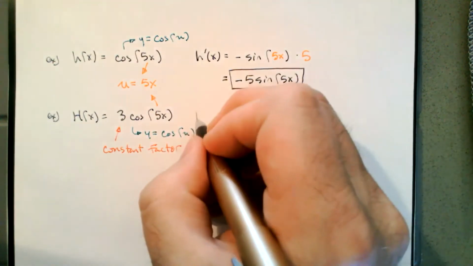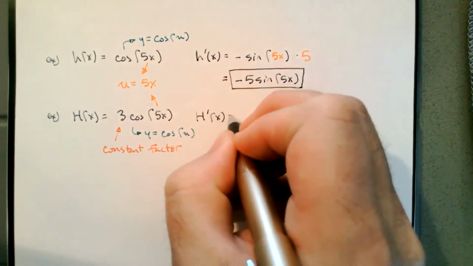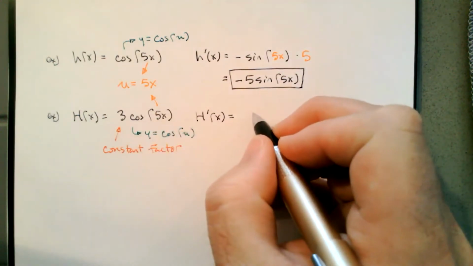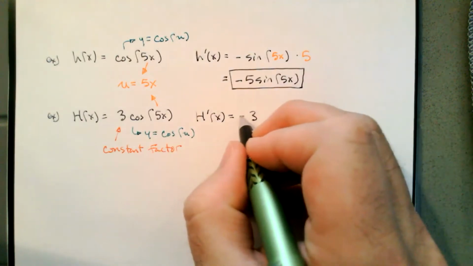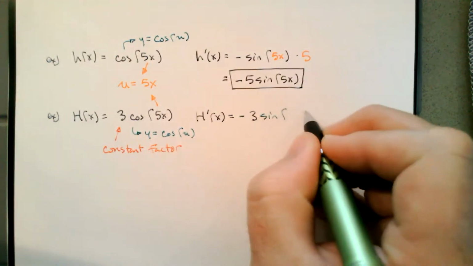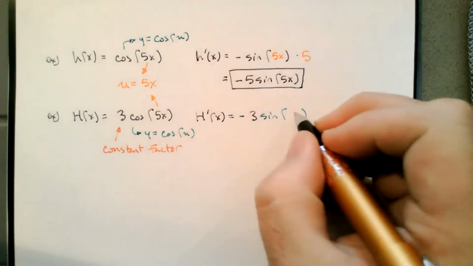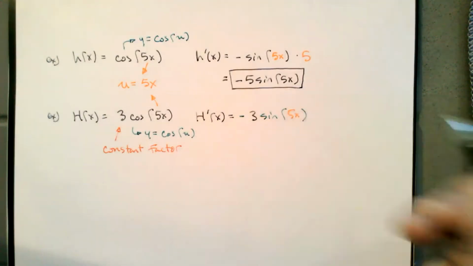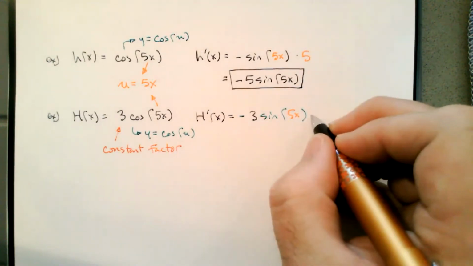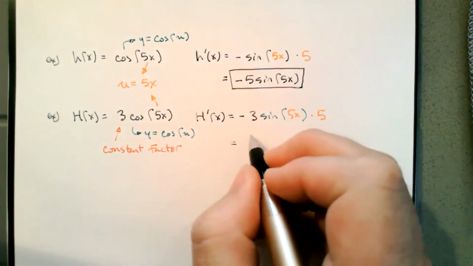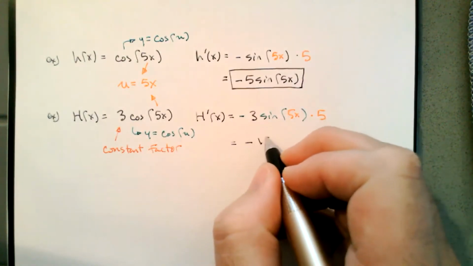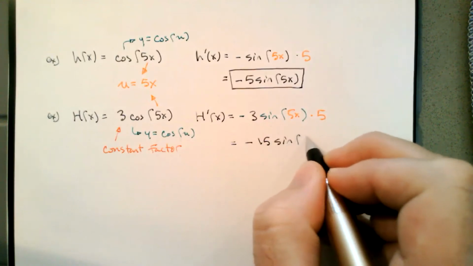So the derivative h prime of x, we're going to keep our constant factor. The derivative of cosine of a thing is negative sine of that thing, and that thing is 5x. So negative sine of 5x times the derivative of the inside, which is 5. This would be a crazy way to write it with the 3 and the 5 all split up and this 5 extra constant at the end. So I'm just going to gather it up. 3 times 5 is 15 times the sine of 5x.